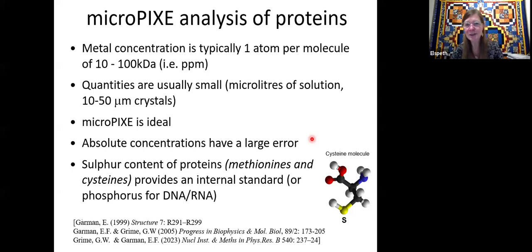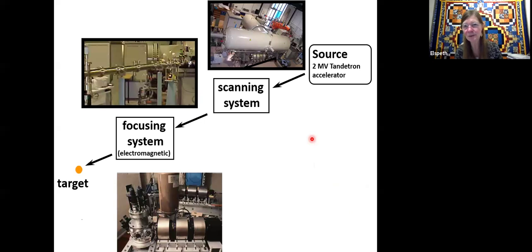The absolute concentrations of proteins always have large errors on them, but the magic thing about this technique is that we can use the sulfur content of the proteins, which is the methionines and cysteines. We know the sequence of them. We can count those up and use it as an internal standard. Or if we've got phosphorus in DNA and RNA, we can use that as an internal standard to get the stoichiometry of the metal atoms to the protein atoms. Now, this means that we detect the sulfur peak and we can just count them up, and it's a simple ratio. So how do we do this?